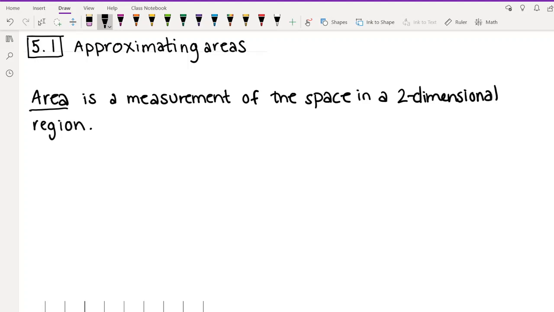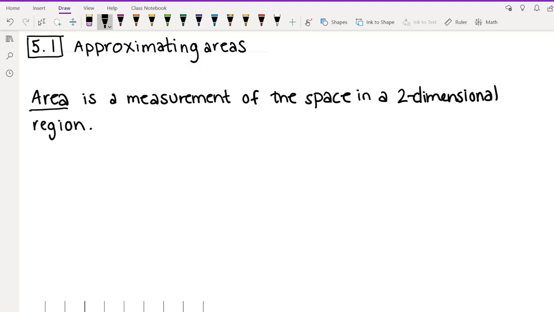So the word volume, right, that's what we use when we're talking about a three-dimensional shape, like a sphere or a cone. When we're talking about area, we mean a flat shape, so something like a rectangle or a triangle or a circle. Those are shapes where we can find the area.